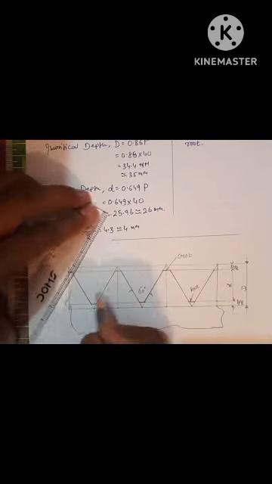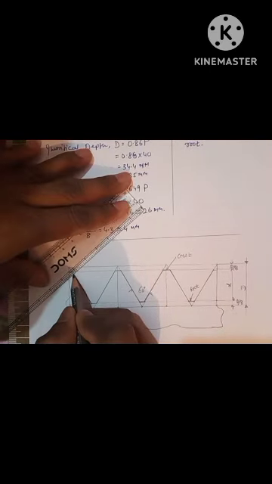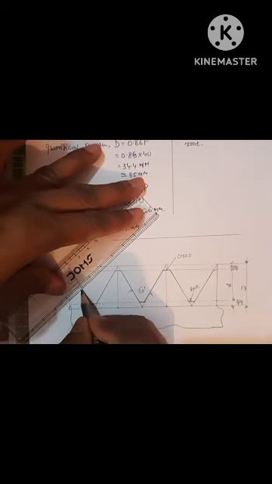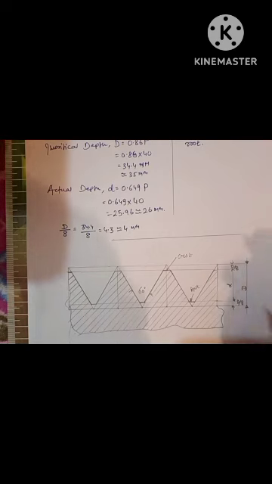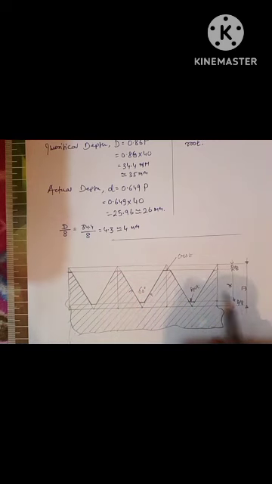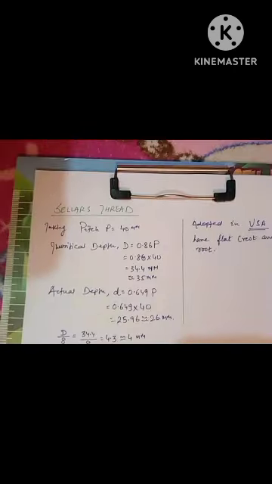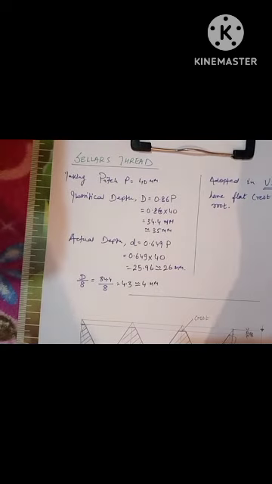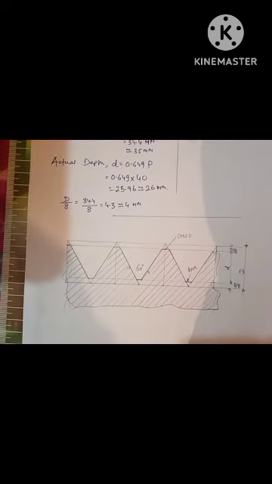Now just draw the hatching lines at a 45-degree angle, as you already know. So this is the Sellers thread. In the examination, to save time, you can take a larger gap between the hatching lines and you can draw only two threads. It is not necessary to draw this portion, you can leave it. So this is the Sellers thread. Hope you all understood. If you have any questions, you can write them in the comment box.